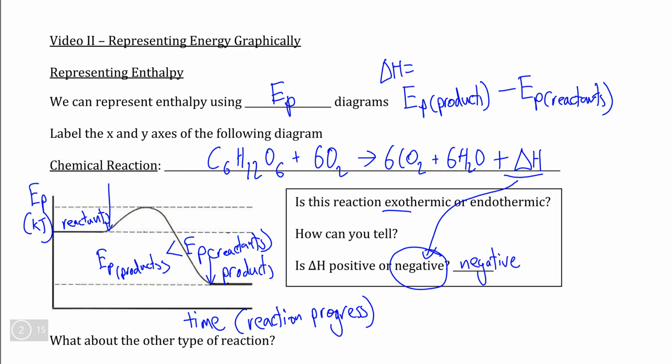This is why delta H is defined as being negative for an exothermic reaction, because if we know that the products have less potential energy than the reactants do, that must mean that the delta H formula will give us a negative number, because a smaller number subtracting a bigger number from it is going to be a negative number.